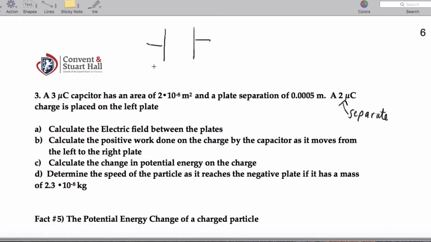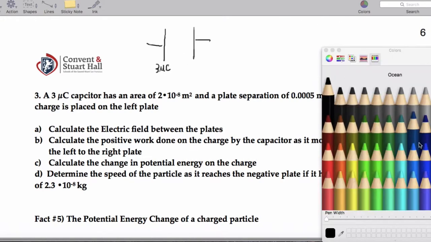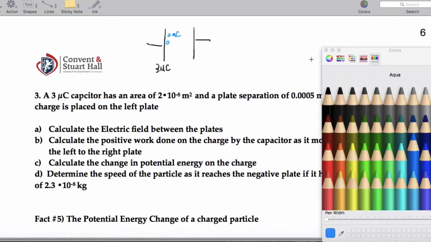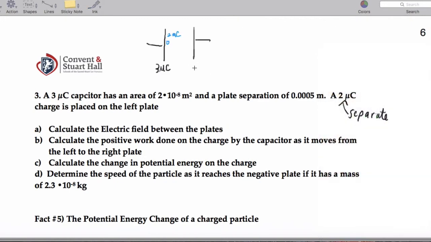So the idea here is that we have 3 microcoulombs here, and then in a later part of the problem, we're going to put like a little 2 microcoulomb charge right there. And of course, let's remember if there's positive 3 microcoulombs on the left plate, that means there's negative 3 microcoulombs on the right plate.